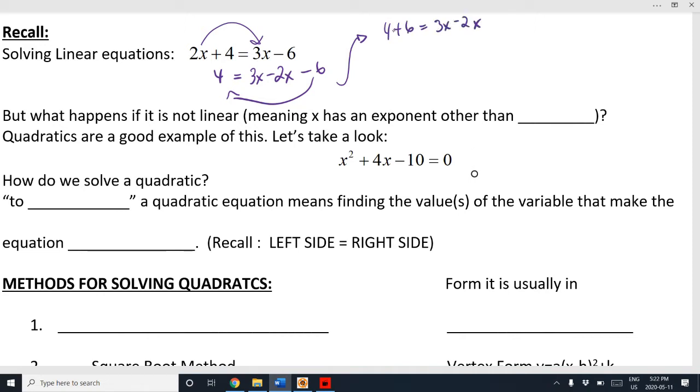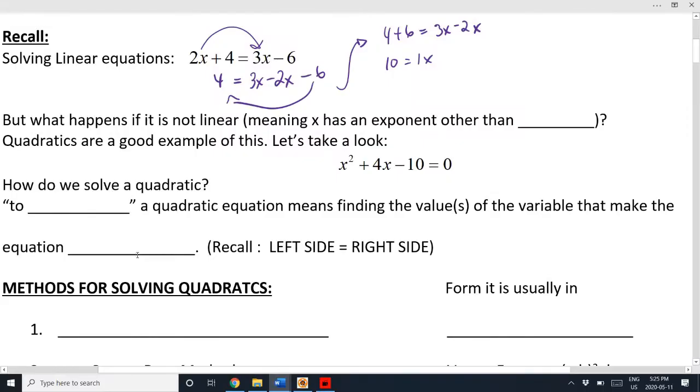And we can just simplify this. 4 plus 6 is 10. And then 3x minus 2x, that's equal to 1x. So x in this case is equal to 10. But what happens if it is nonlinear, meaning x has an exponent other than 1? Quadratics are a good example of this. Let's take a look at the equation x squared plus 4x minus 10 is equal to 0.